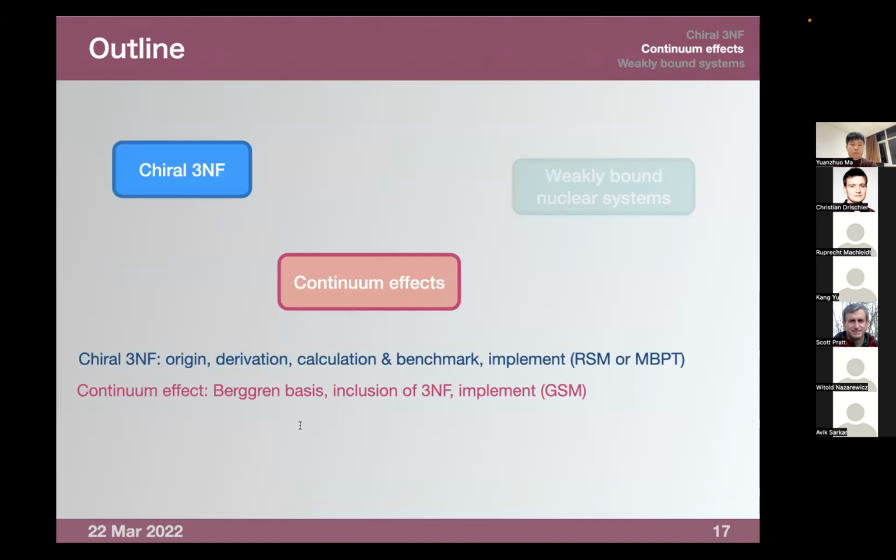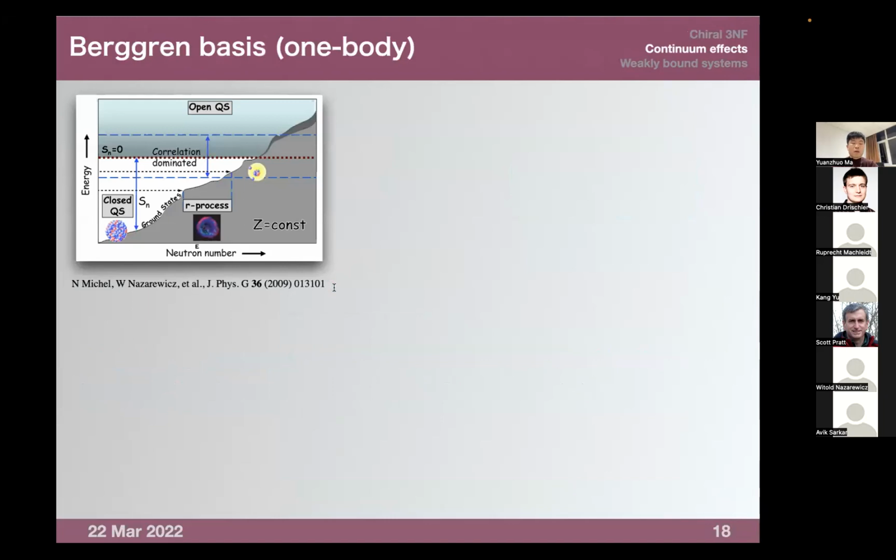After talking about the generating and benchmark of current three-nucleon force, we may start to talk about the continuum effects. We can add protons or neutrons to a self-bound nucleus up to its limit. But just like a liquid drop, it has a limit, where one more particle will break down the system. That is also called the nuclear dripline.